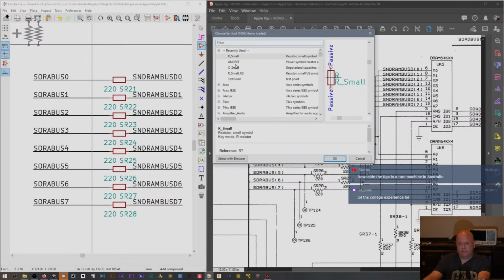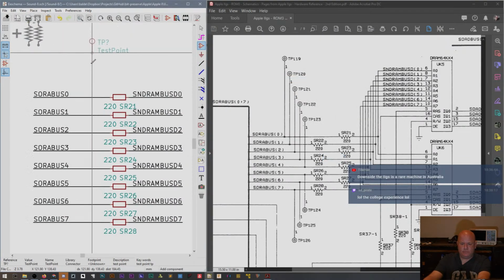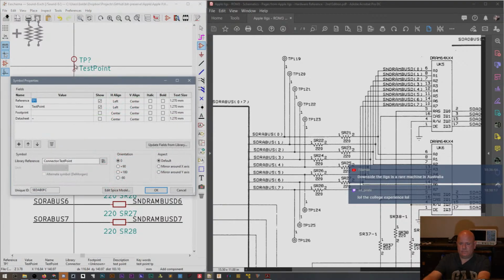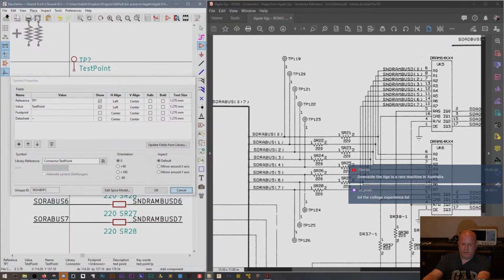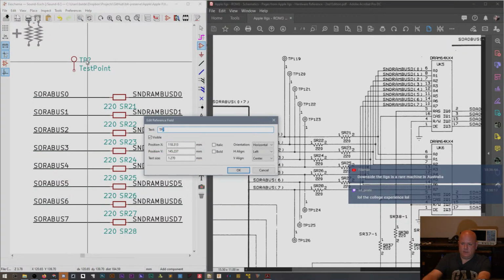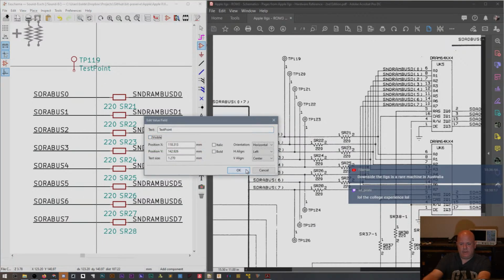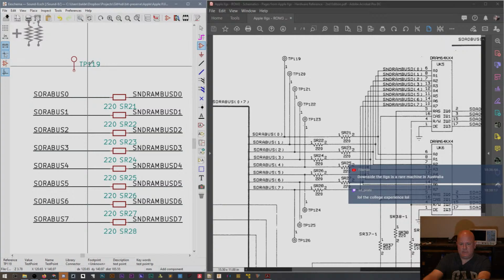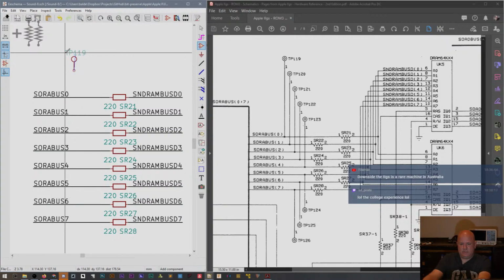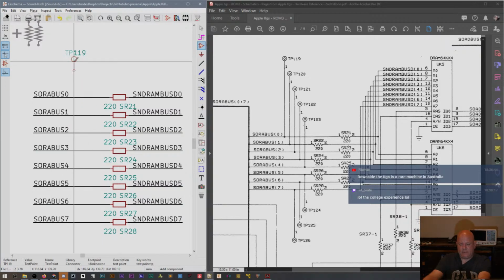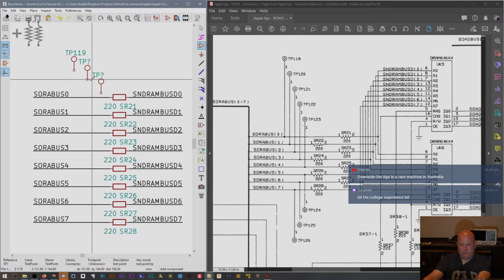So let's just try something. Let's do test point. I don't want this dialog. TP119. Let's edit this one, make it invisible. Maybe do this. How many of these can we get next to each other? I really feel like that needs to be 1 pixel over.